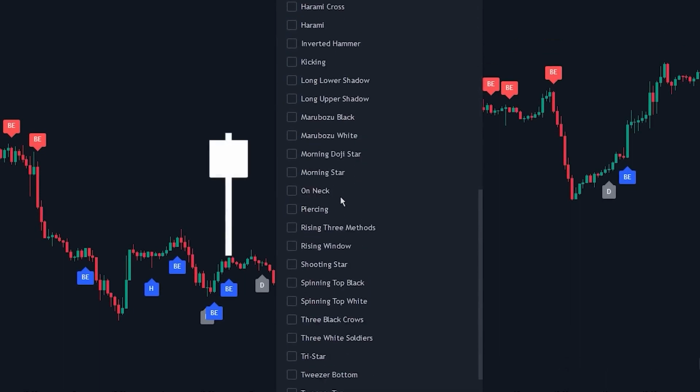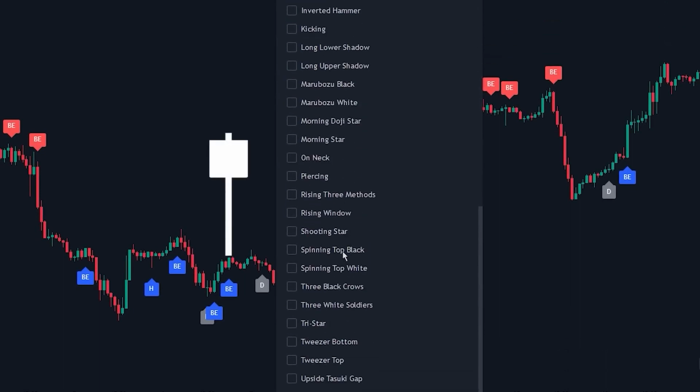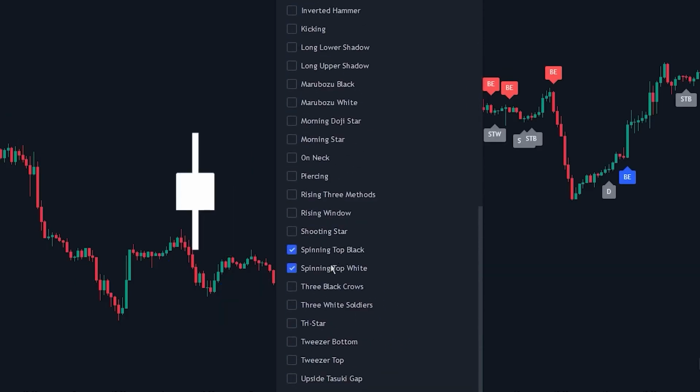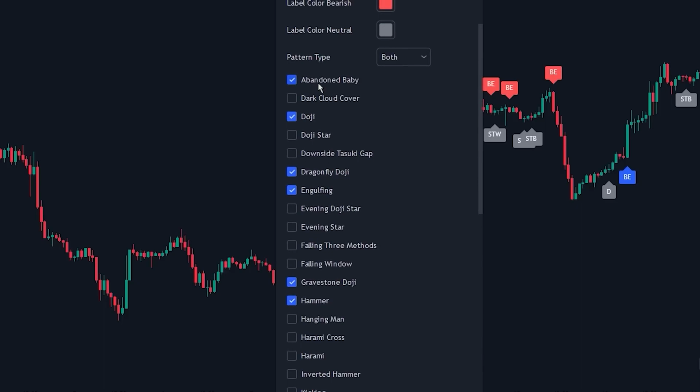The hammer is characterized by a small body, a long lower wick, and little to no upper wick. On the other hand, the spinning top has a small body with upper and lower wicks of similar length. Since we won't be using the other patterns, we can disable them. Now that we have added and configured the indicator, let's take a look at how it can be used.